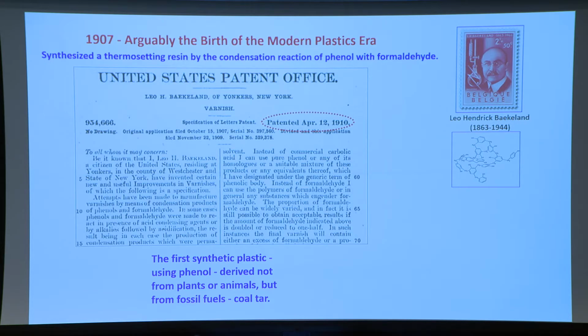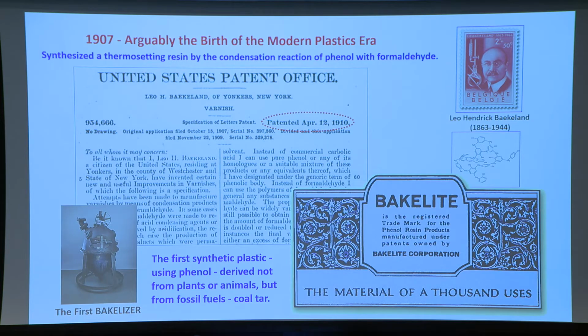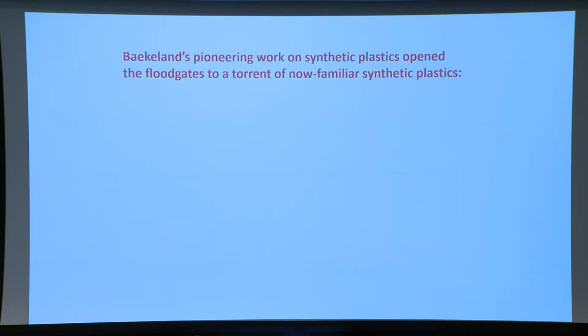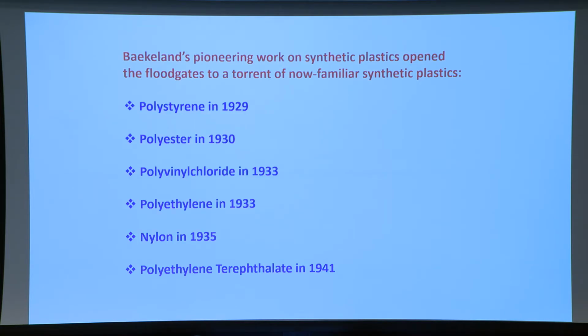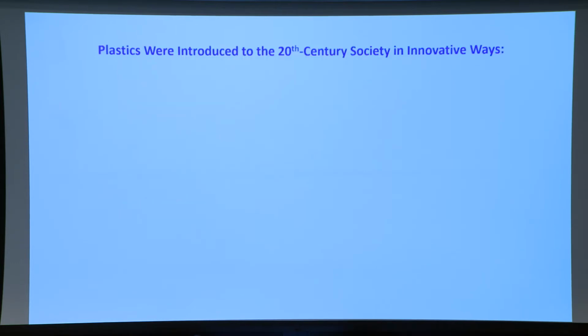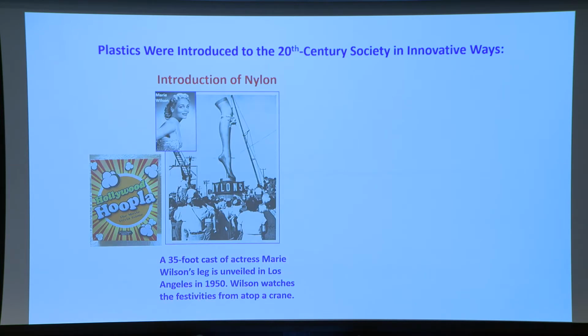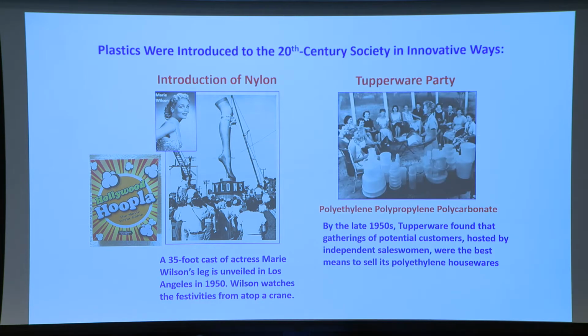He patented it and called it Bakelite, the material of 1,000 uses. So with Baekeland's pioneering discovery, the floodgates opened to a torrent of other polymers which we use today. And plastics were introduced to 20th century society in innovative ways. Nylon was introduced with Hollywood hoopla. They brought actress Mary Wilson, sitting on the crane watching all the festivities. And other polymers were introduced in Tupperware parties.